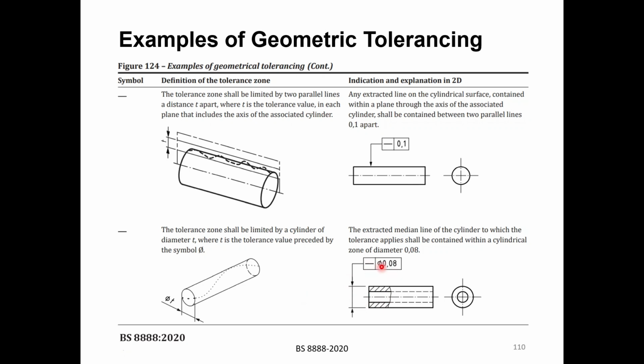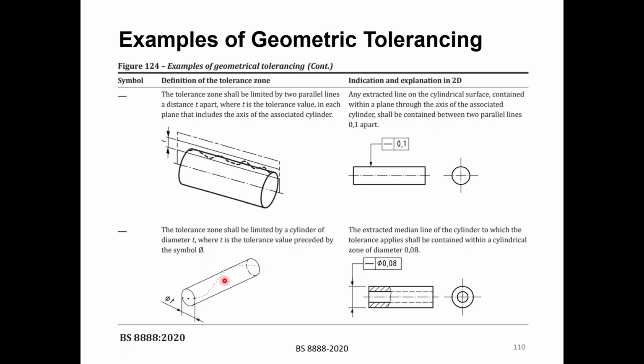So the difference is that this is here given as phi 0.08. So it just means that, let's read this because this is quite important. The tolerance zone shall be limited by a cylinder of diameter d. So we should have a cylinder with a diameter d here, and it goes with the same length as the real cylinder that we have here, where T here is the tolerance value preceded by the symbol phi.